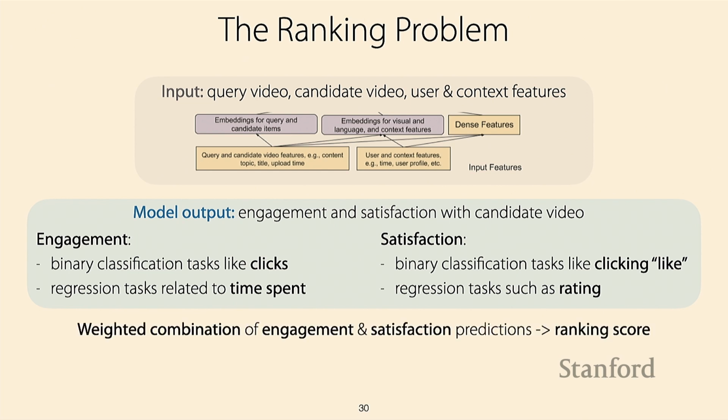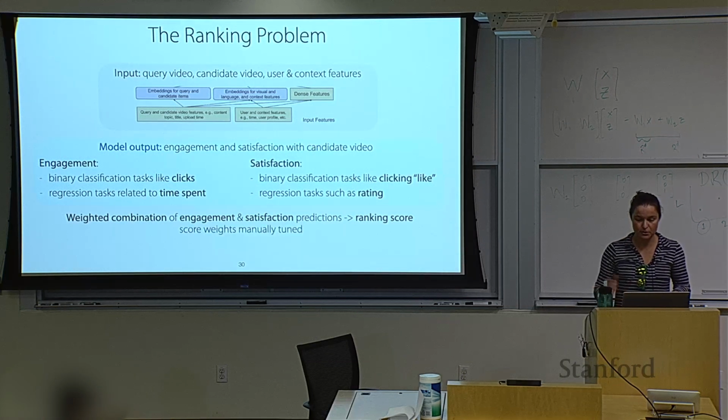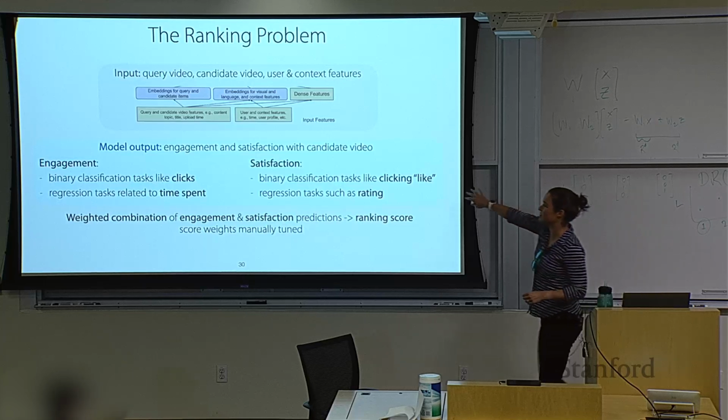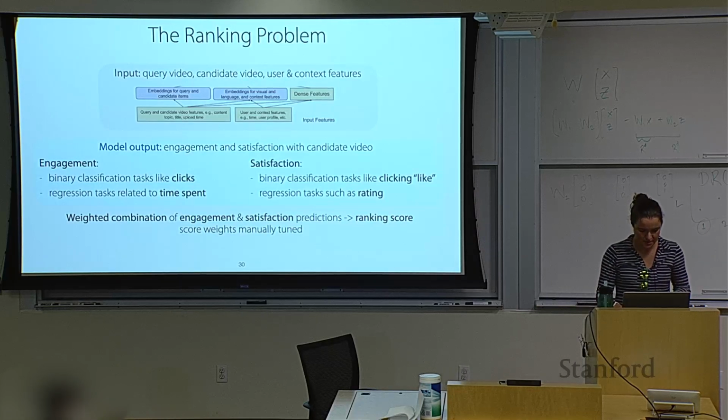One thing that's interesting is that they're training a model to output these things from the input features. That's what the machine learning problem is. But to get the ranking score, they actually manually weight a combination of these different predictions and tune the weights in a manual process based on what they think seems to do the best.